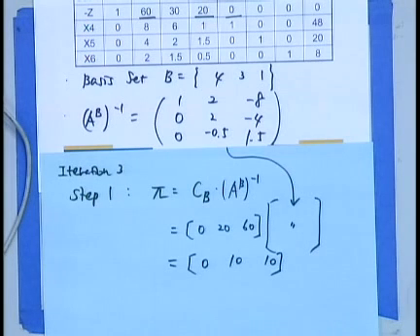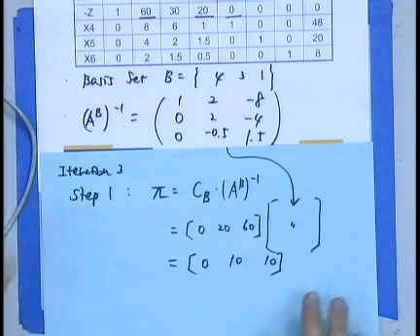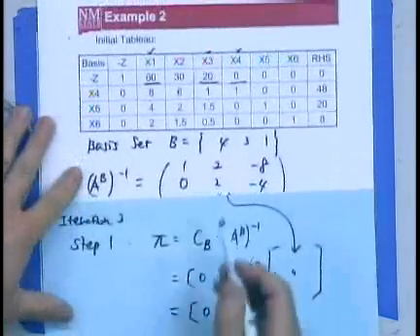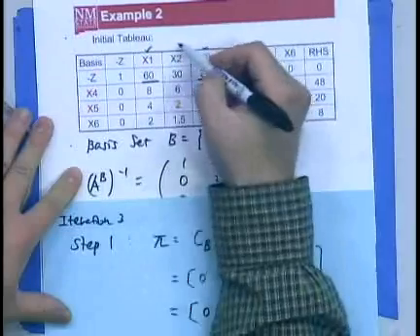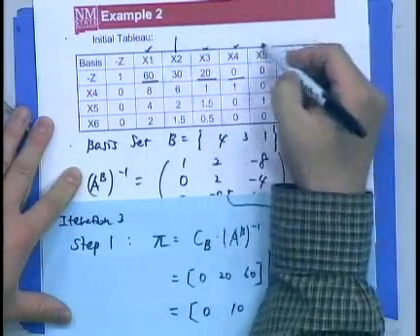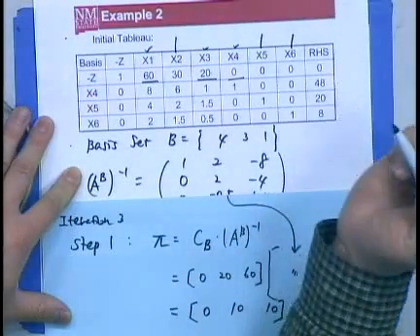Now we need to price out the non-basic variables, which means computing the reduced cost or the relative profit of each non-basic variable. Currently, the non-basic variables are x2, x5, and x6.